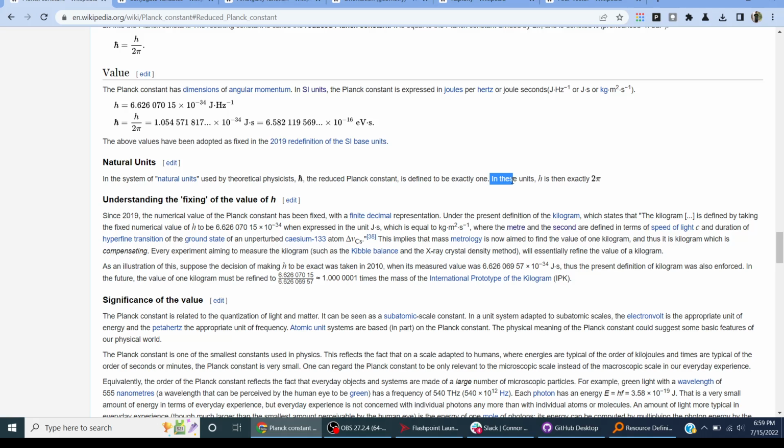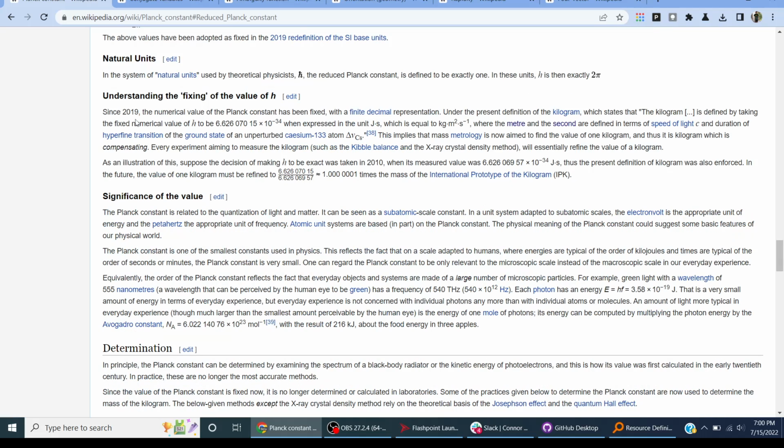Understanding the fixing of the value of h. Since 2019, the numerical value of the Planck constant has been fixed with a finite decimal representation. Under the present definition of the kilogram, the kilogram is defined by taking the fixed numerical value of h to be 6.62607015 times 10 to the minus 34, expressed in the unit joule seconds, which is equal to kilogram meters squared per second, where the meter and the second are defined in terms of the speed of light c and the duration of the hyperfine transition of the ground state of an unperturbed cesium-133 atom.